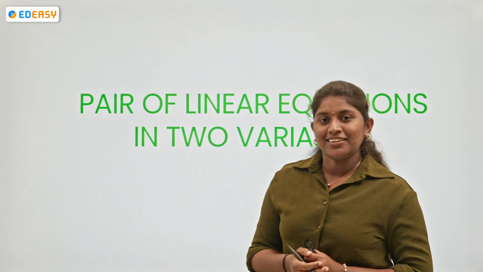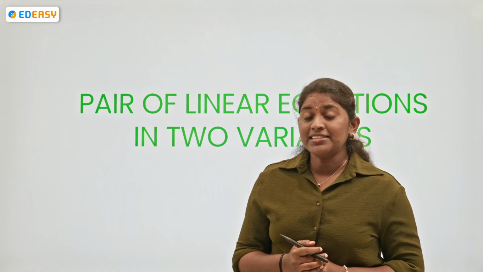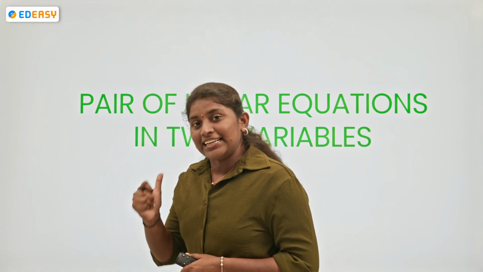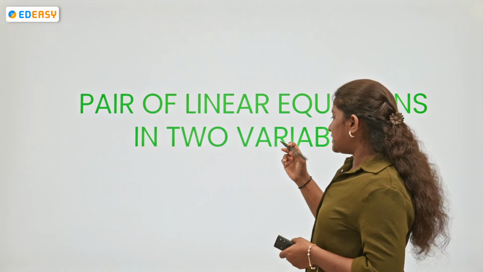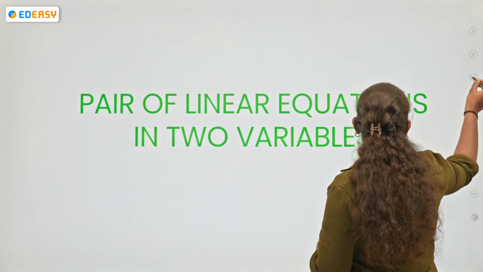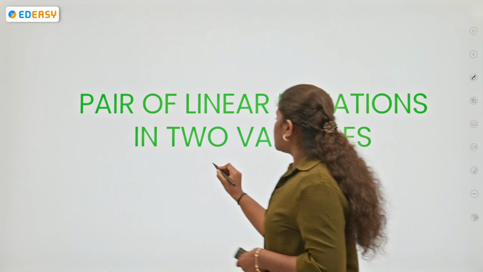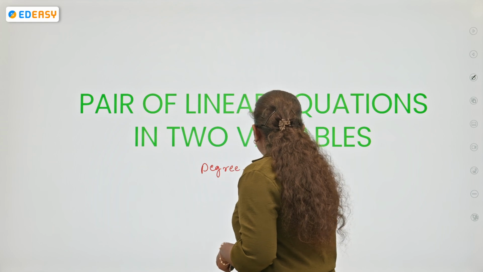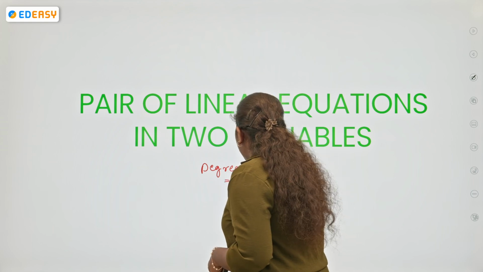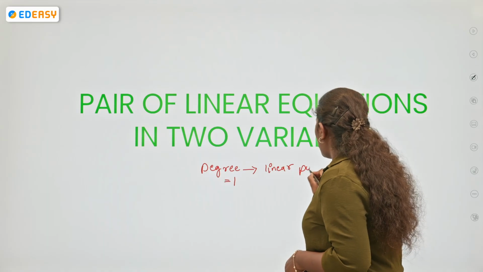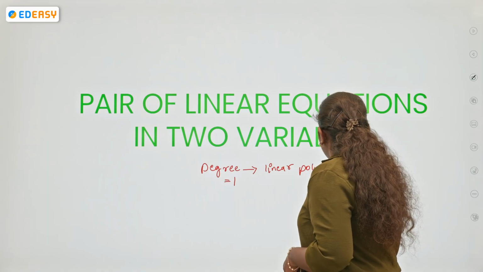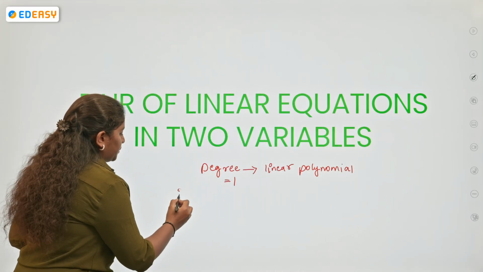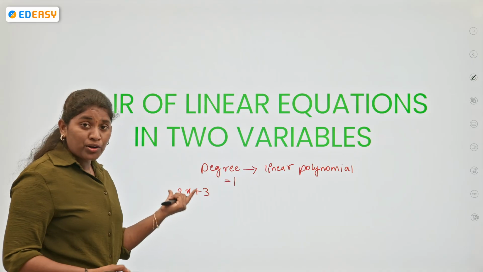Now what is meant by linear? In our previous chapter, polynomials, we have already discussed linear polynomials. What is a linear polynomial? Simply, if your polynomial has degree 1, then it is a linear polynomial. If degree equals 1, then it is a linear polynomial. Clear?